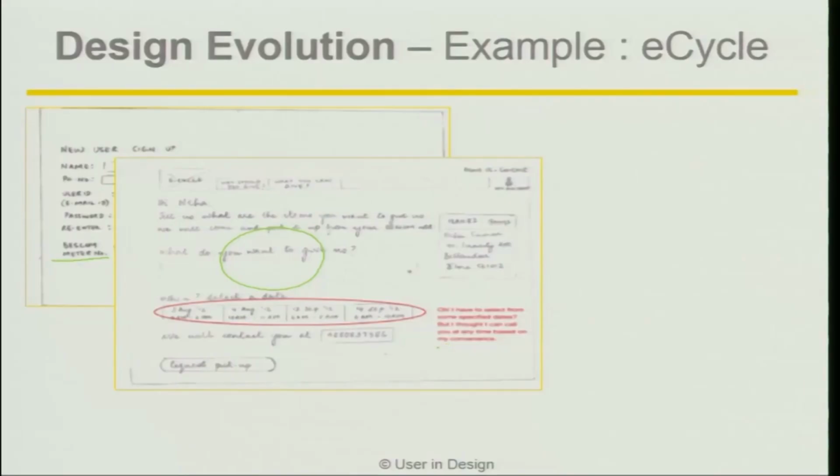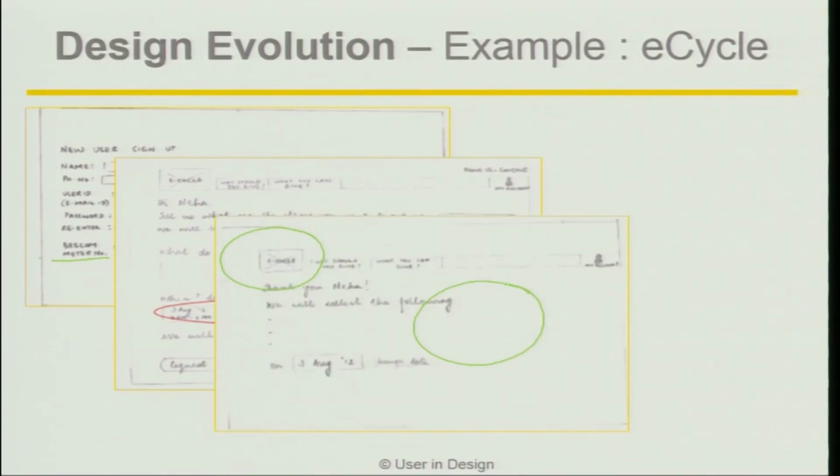So here what is the user saying? This is selecting a date, when the user needed to schedule a date for a pickup. They were initially thinking, oh, I have to select from some specific dates, but I thought I can call you any time based on my convenience. This is what the user said. So what does that mean? That's something that we have as an expectation from the user. So we need to attend to it.